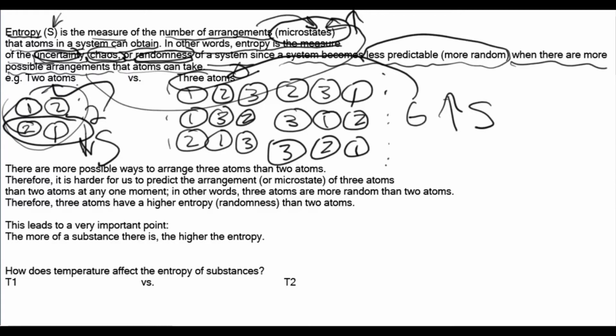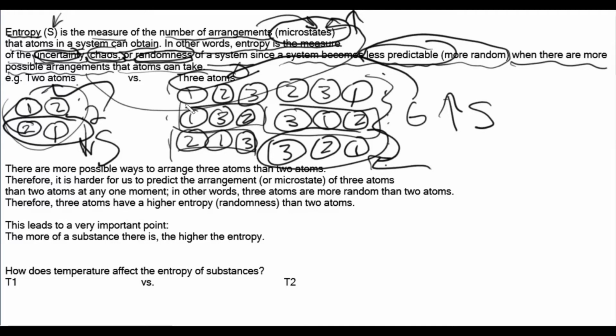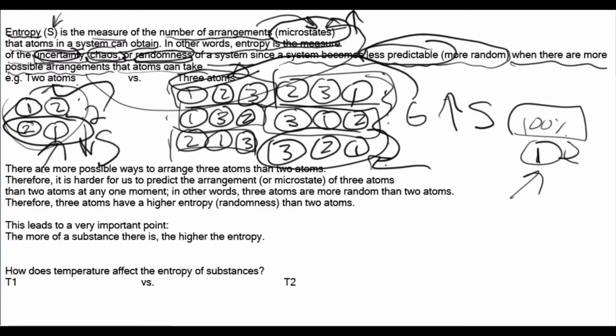Now, for 3 atoms, there are 6 different possible orientations that these atoms can take, and if I choose a random one, I would have a 1/6 chance of getting it right. So it's obviously less predictable, since it's harder to predict which microstate exactly it will be, because there are 6 possible microstates that these 3 atoms can take. Meanwhile, it's a lot easier to predict what 2 atoms can take. And obviously, if you have only 1 atom, well, there's only 1 microstate, so you have a 100% chance of guessing the microstate since there's only 1.